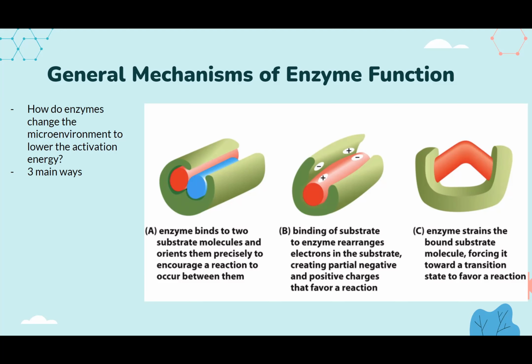The second way is binding of substrate to an enzyme rearranges electrons in the substrate, creating partial negative and positive charges that favor a reaction. And the third way is C, where the enzyme strains the bound substrate molecule, forcing it towards a transition state to favor a reaction.